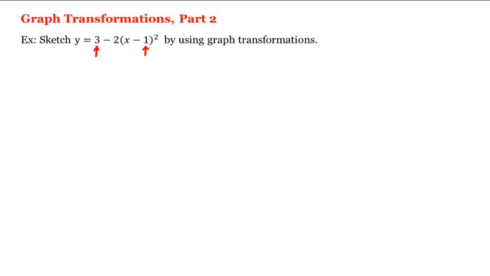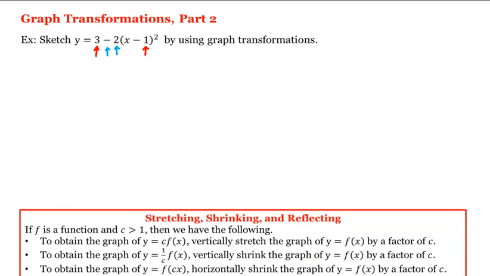Let's look at graph transformations. For example, let's sketch y is equal to 3 minus 2 times the quantity x minus 1 squared by using graph transformations. Now, we already saw in the Part 1 lesson on graph transformations what this 1 and this 3 will do to the graph. But what does this 2 and this negative do? Well, we have the following.